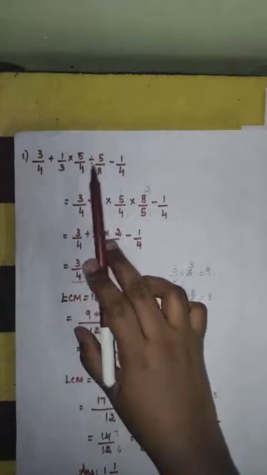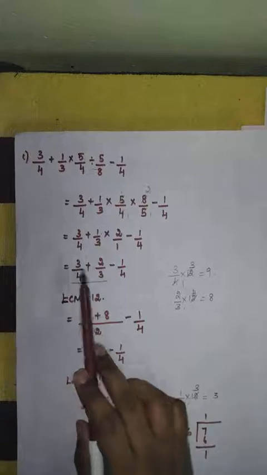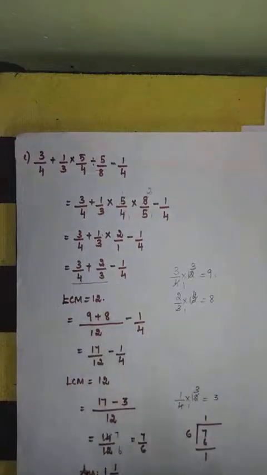Clear? So first we need to do division. Then multiplication, then addition, then last subtraction. This is the procedure. Clear? Understand? Yes. Okay, then our last question.